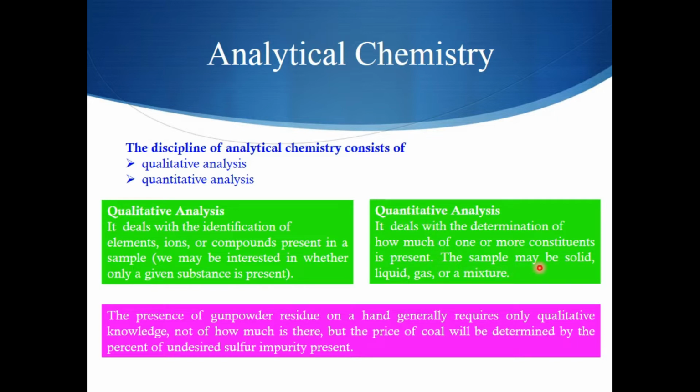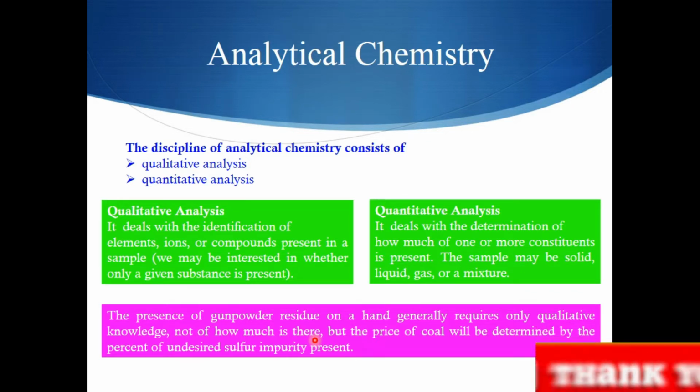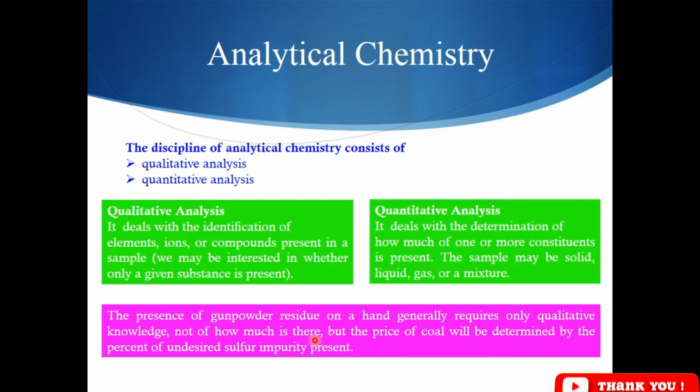The sample may be solid, liquid, gas or a mixture. So a sample can be present in any phase. The presence of gunpowder residue on a hand, for example, generally requires only qualitative knowledge, not of how much is there. I have mentioned in the previous lecture that analytical chemistry plays a vital role in forensic analysis, and if we want to determine the gunshot by a specific person, then we can take the sample of the residues on his hand, and then we can check with different analytical techniques.